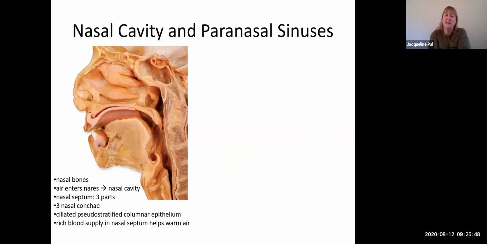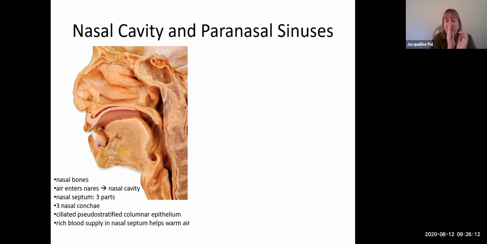Welcome back. Let's learn this pathway that air has to take. So in order to do that, first let's review a little bit of the anatomy of the nose. Up here at the top of the bridge of your nose, you have nasal bones. And then we have a bunch of soft tissue on the outside. Air is going to enter through your nostrils or your nares into the nasal cavity.